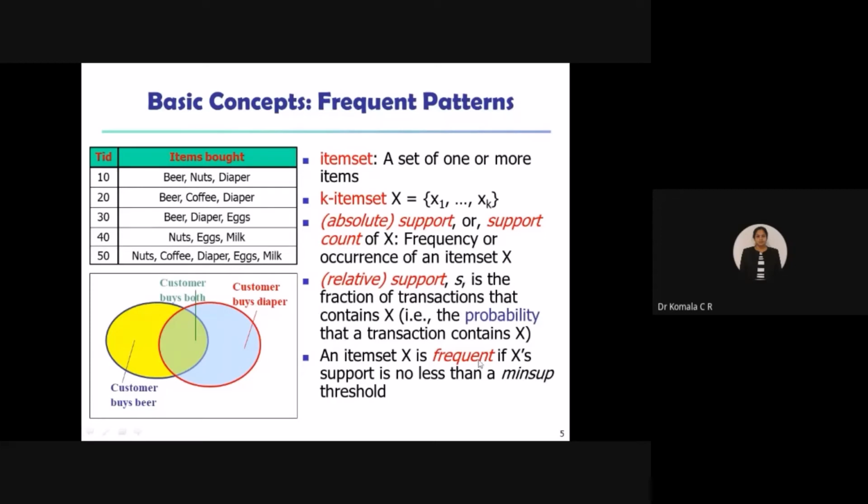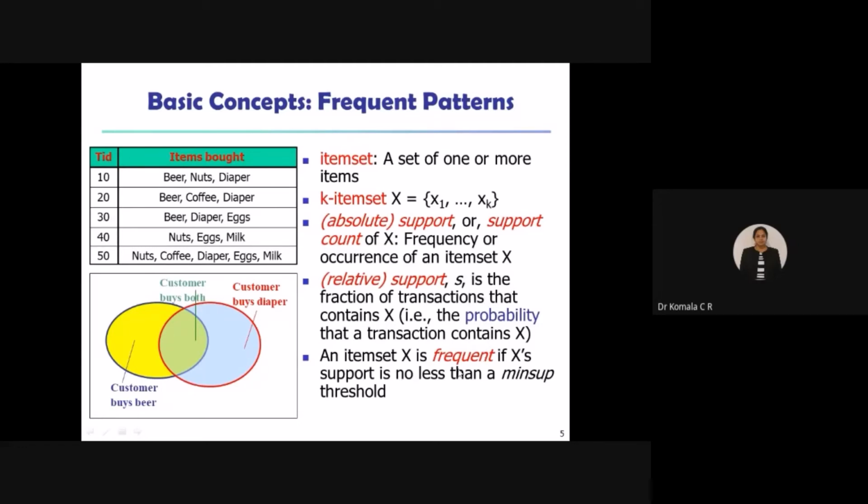You will understand clearly when I take up an example. It's not compulsory that whatever items you have taken should appear every time. Sometimes it is a fraction of transactions that contain X, that is called relative support, the probability that a transaction contains X. Correct? What is X? X is the frequency or occurrence of an item set X. Anyway, I'll discuss the example in the next slide.